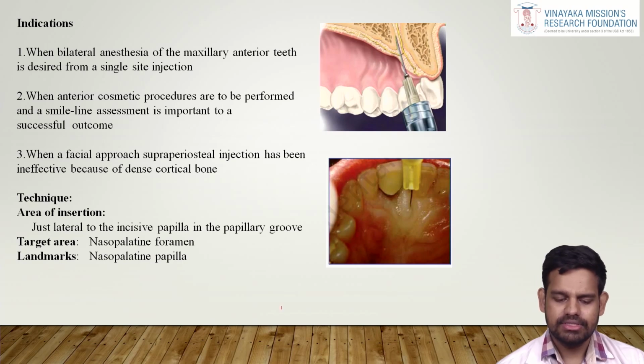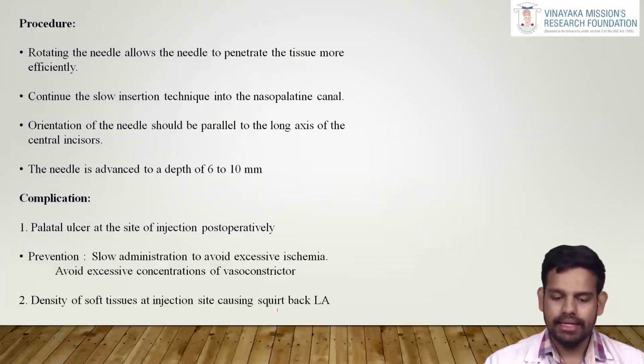The area of insertion is just lateral to the incisive papilla in the papillary groove, similar to the nasopalatine nerve block. The target area is the nasopalatine foramen and the landmark is the nasopalatine papilla. The procedure is: rotating the needle allows the needle to penetrate the tissue more efficiently and it's less painful for the patient. Continue the slow insertion technique into the nasopalatine canal.